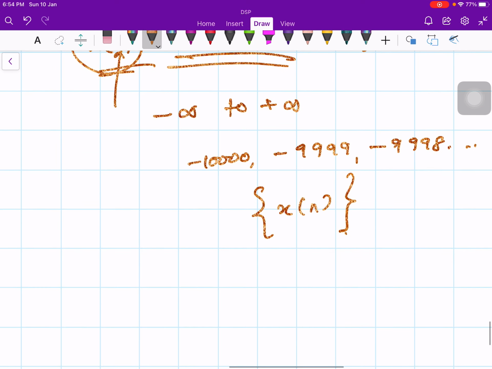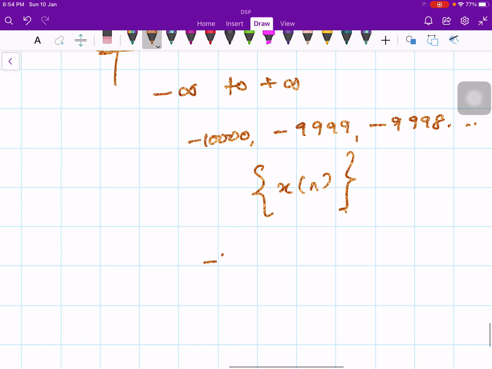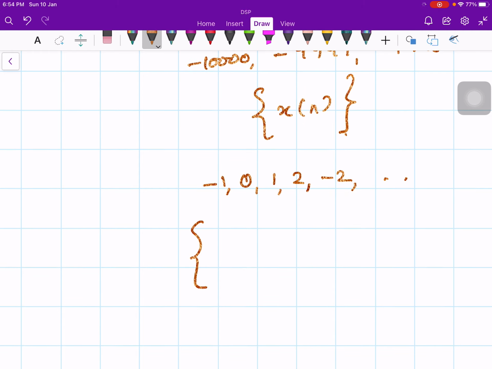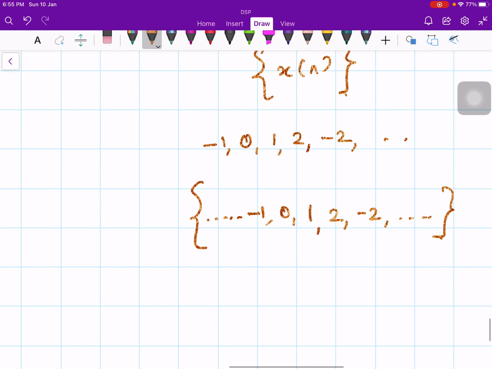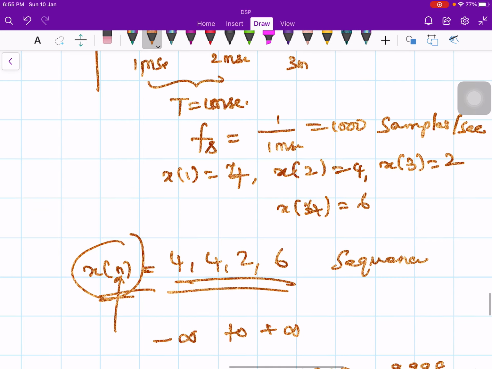For example, we can have a signal like minus 1, 0, 1, 2, minus 2, and so on and so forth. So how do you represent the signal? You can put it in curly braces, dot dot dot, it comes from somewhere, we don't know: minus 1, 0, 1, 2, minus 2, and so on, like this. I am writing it in ordinary arithmetic, but I have taken the values to be coded or quantized into integer numbers.